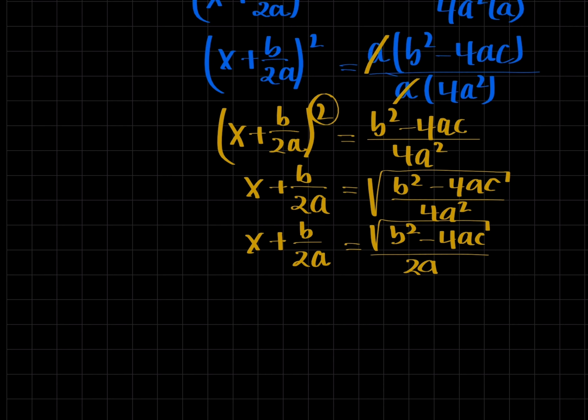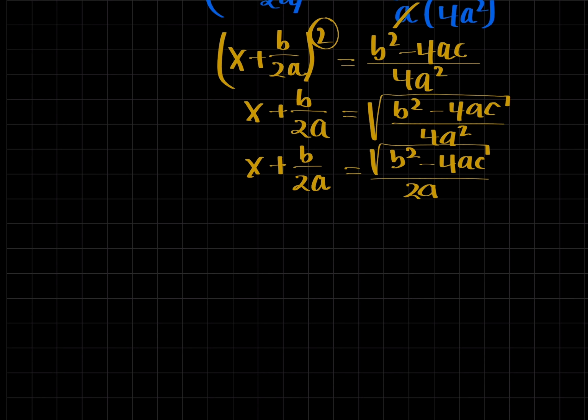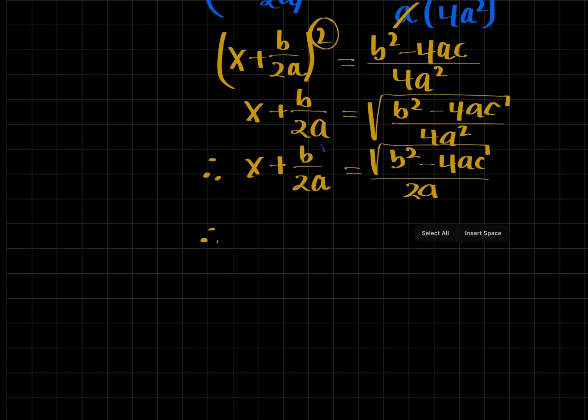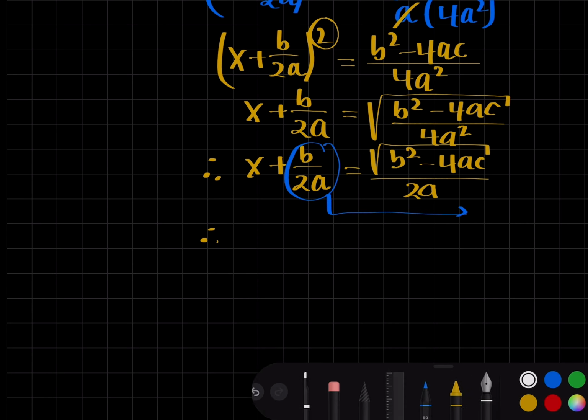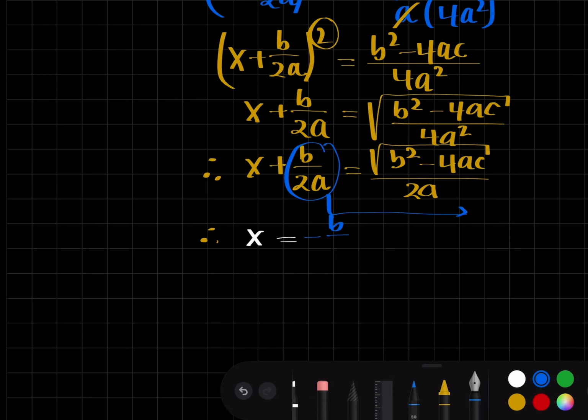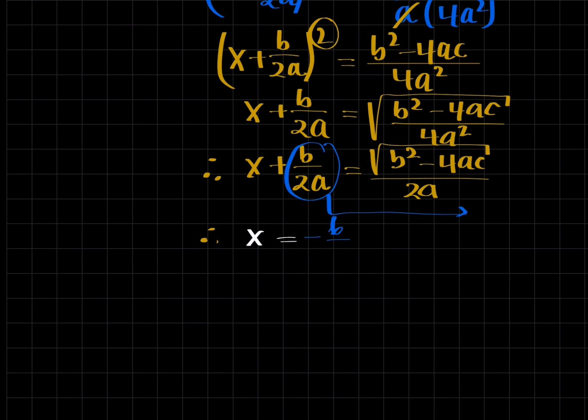The next step is, we have to move this to that side. So then x equals negative b. Okay, let's change that. Negative b over 2a minus the square root of b squared minus 4ac over 2a.